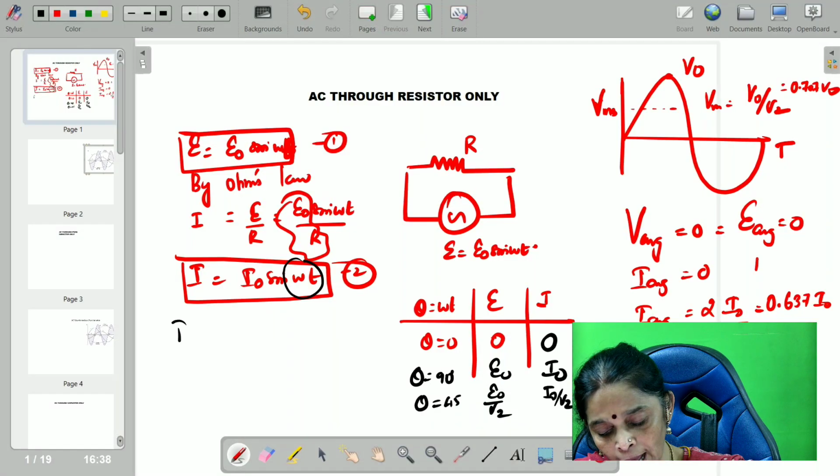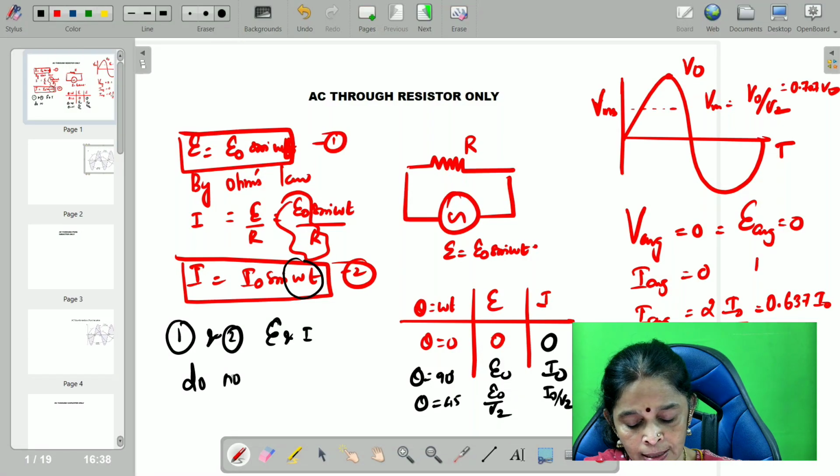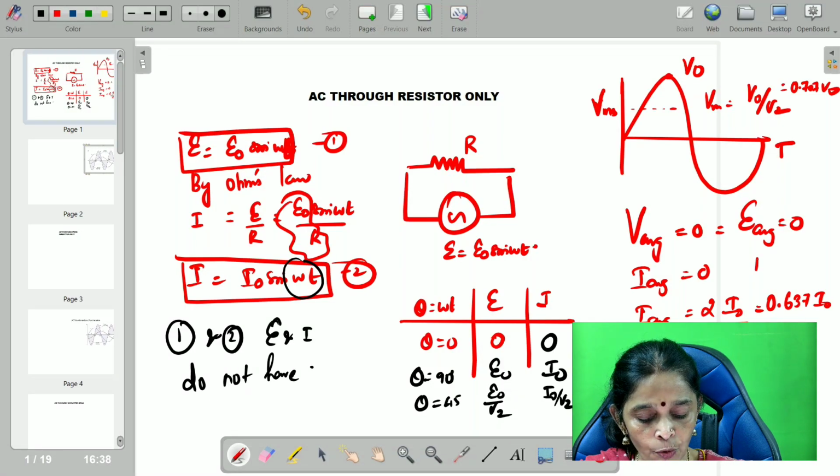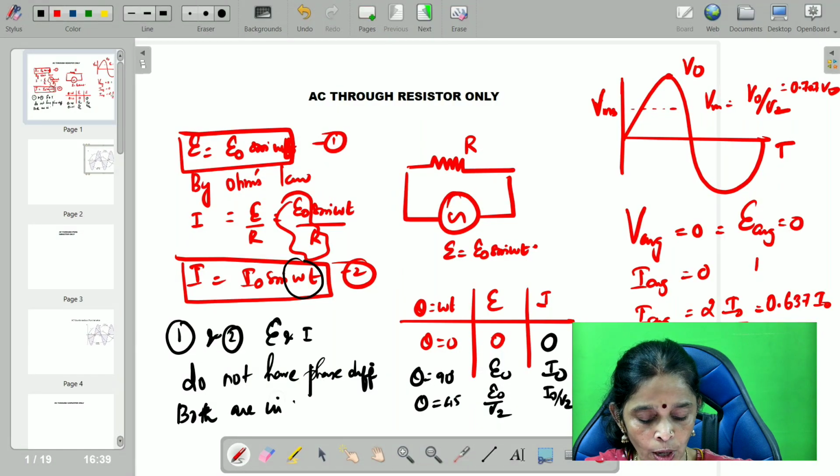No phase difference. So therefore, from 1 and 2, we understand that voltage and current, E and I, do not have phase difference. So that means both are in phase with each other.